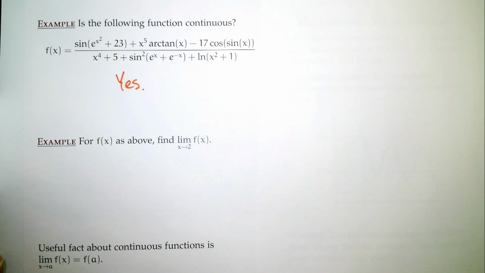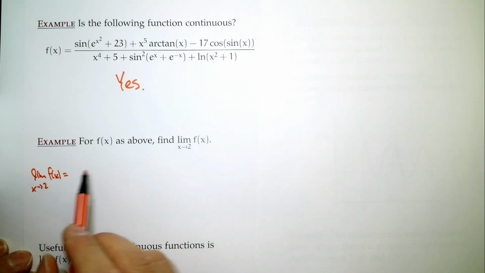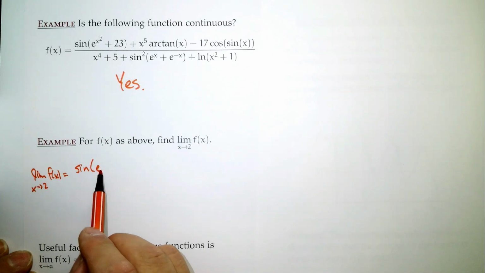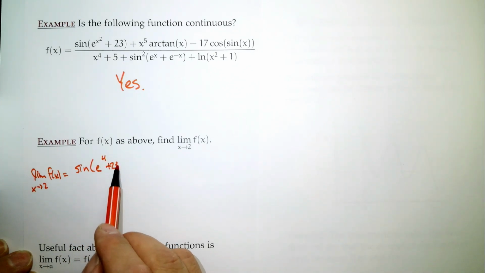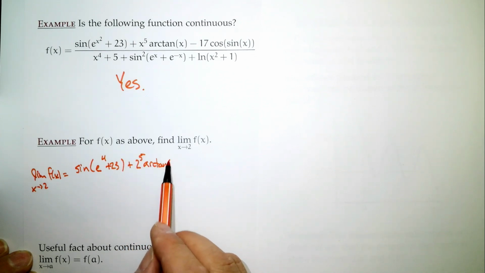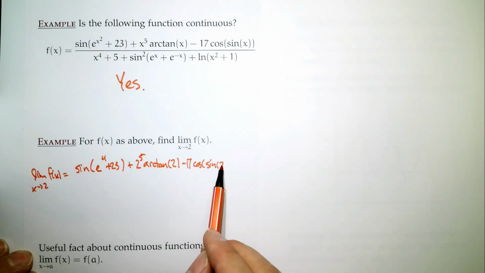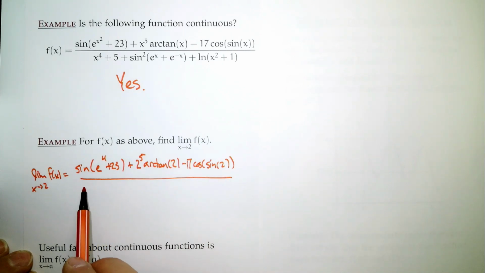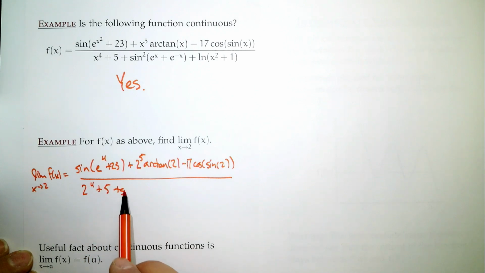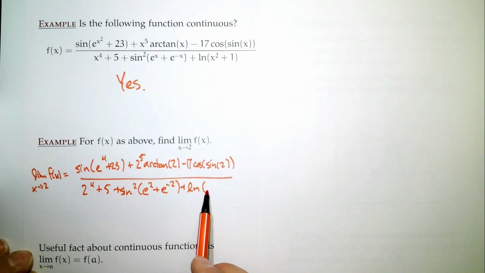And therefore, the answer is the limit as x approaches 2 of f of x. This is not a hard thing. It just takes us a long time to write down. It would be sine of, I guess, e to the 4th plus 23, 2 to the 5th, which, of course, we all know that's equal to 32, arctangent of 2 minus 17 cosine of sine of 2 divided by 2 to the 4th, which is 16, but we can write it as 2 to the 4th, plus 5, plus sine squared, e squared, plus e to the negative 2, plus log of 2 squared plus 1. And that's it. We're done.